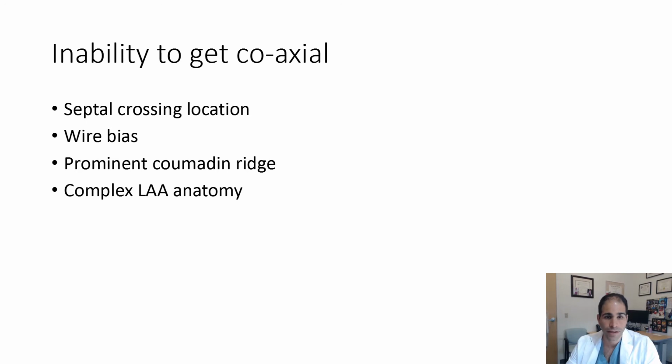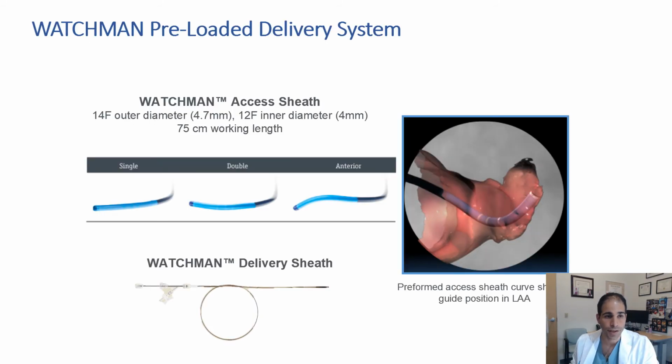Finally, there are a few things that can affect your ability to get coaxial. The most important, I would say, is the septal crossing location. The delivery cable can sometimes cause some wire bias, and then if you have a prominent Coumadin ridge or complex left atrial anatomy, that will affect your ability to get coaxial as well. The Watchman delivery sheath comes in 3 preformed curves. The double curve is the one that I use probably 80 or 90% of the time.